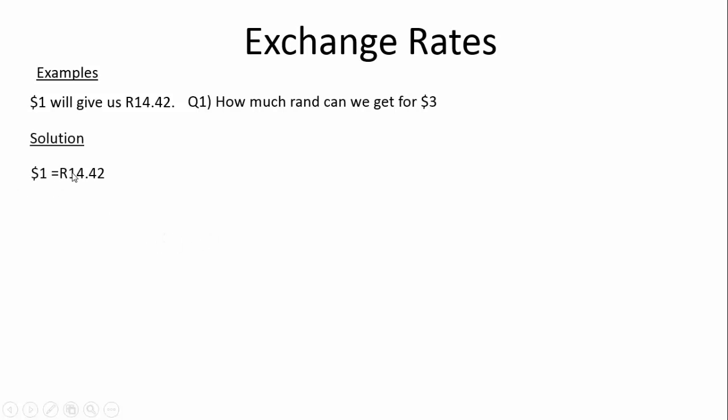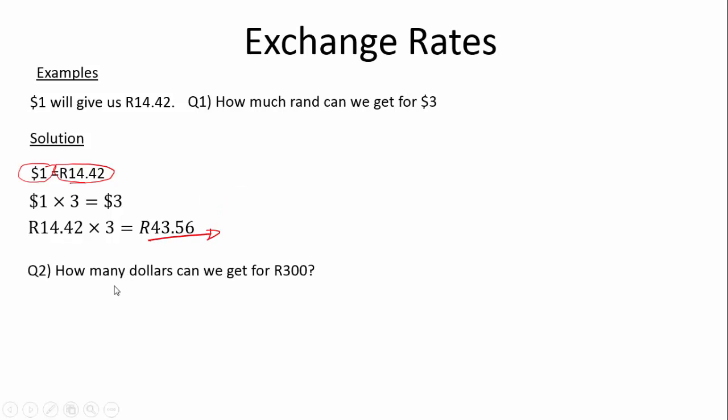For $1 is equal to 14.42 rand. So $1 times 3 is equal to $3. So we times the left-hand side by 3 to get to $3, so we're going to have to times the right-hand side by 3. So 14.42 times 3 is equal to 43 rand 56. And that is your answer.